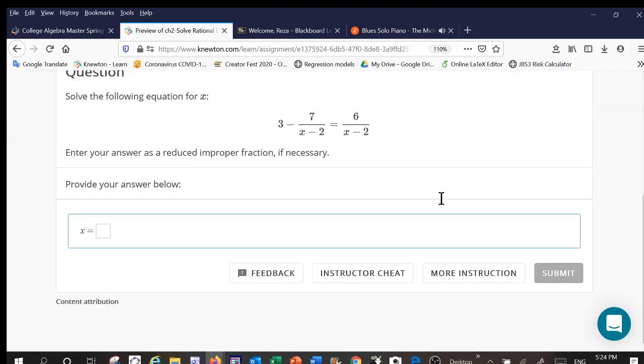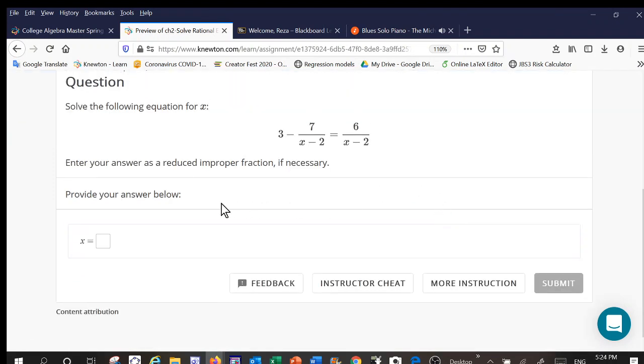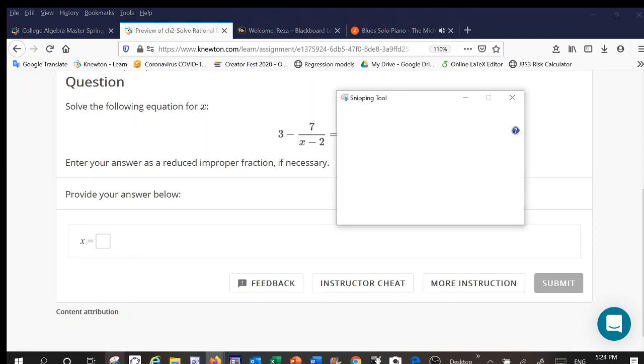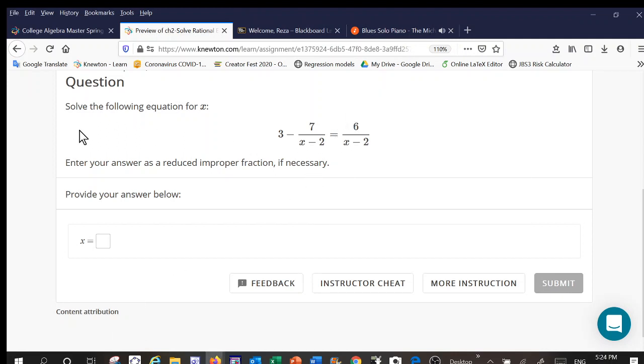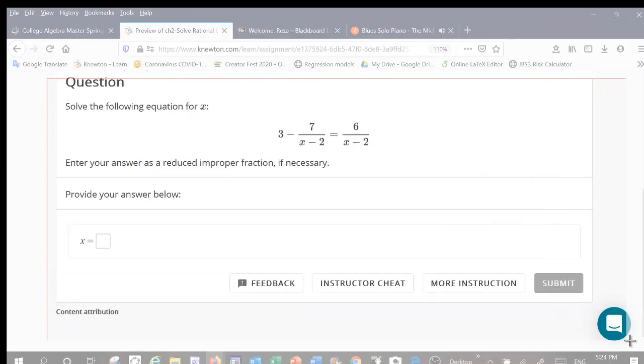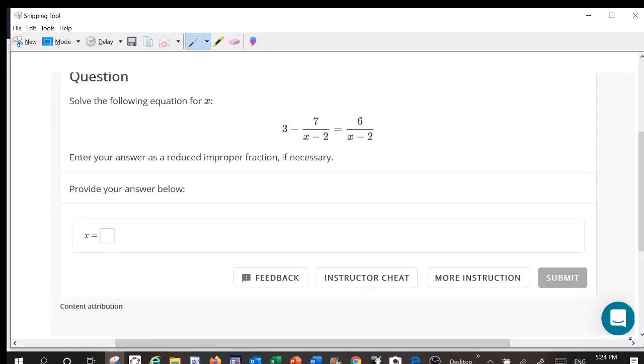So in this case, we have two denominators, but they're all the same. We have a denominator of 1 here, but this is easy. Multiply everything by x minus 2. So let's get a whiteboard here. Here, the work is easy. The LCD is already x minus 2, right? Because this denominator is 1, and x minus 2 is the LCD. So multiply everything by the LCD.